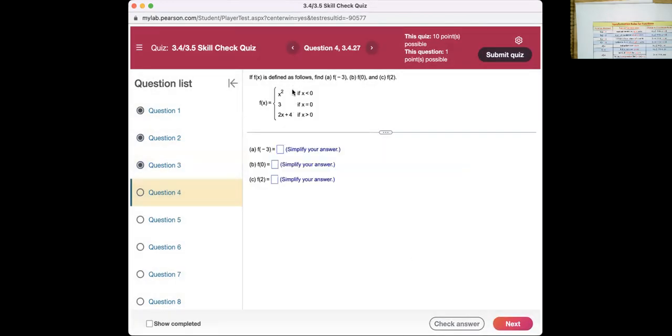All right, f of x is x squared if x is less than 0, f of x is 3 if x is 0, and then f of x is 2x plus 4 if x is greater than 0. So there is a way to do this in Desmos.